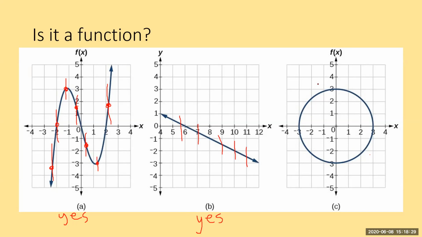For graph C, if I draw a vertical line through this graph, through this circle, at many places along this graph, if I draw a vertical line, it's going to cross at 2 points, right? Not just 1 point, but 2 points, which means it fails the vertical line test. It is not a function. So no, it is not a function. Now again, that doesn't mean there's anything bad or wrong with this graph, right? This is a perfectly beautiful graph of a circle. It's just not a function.